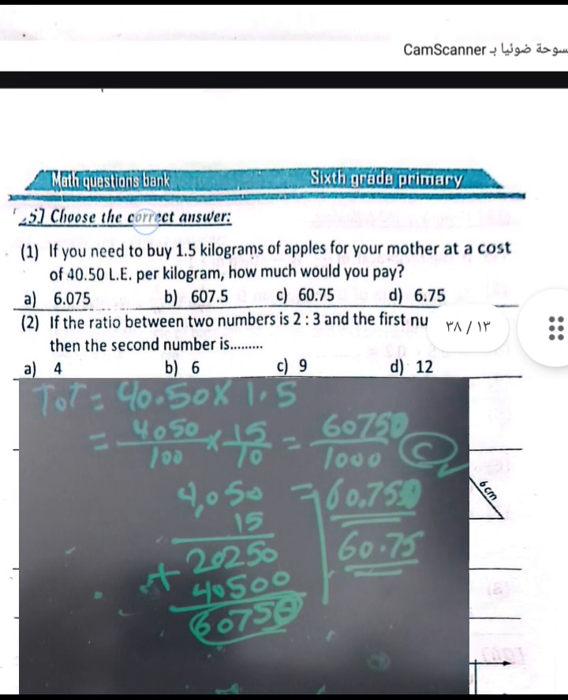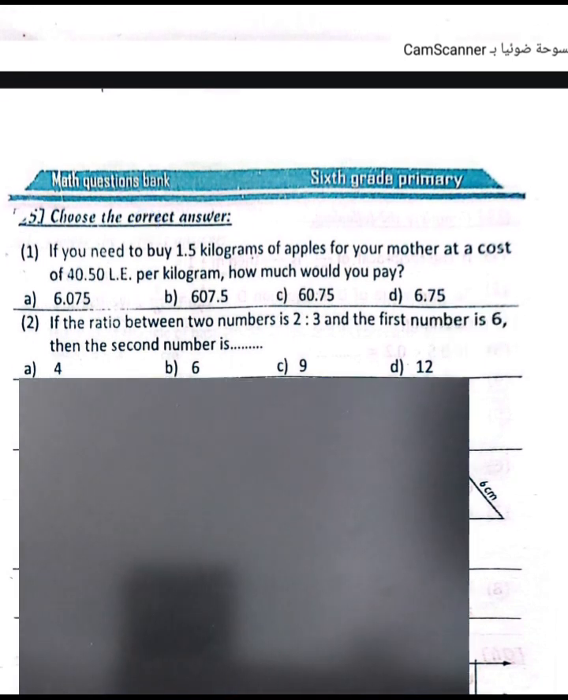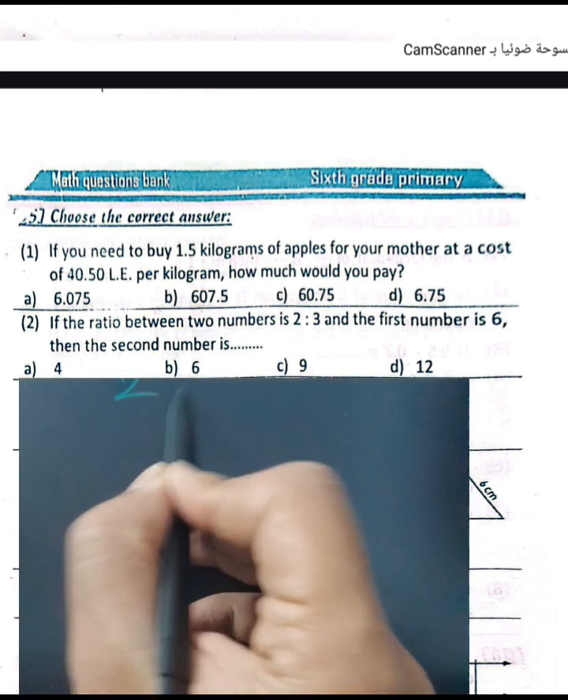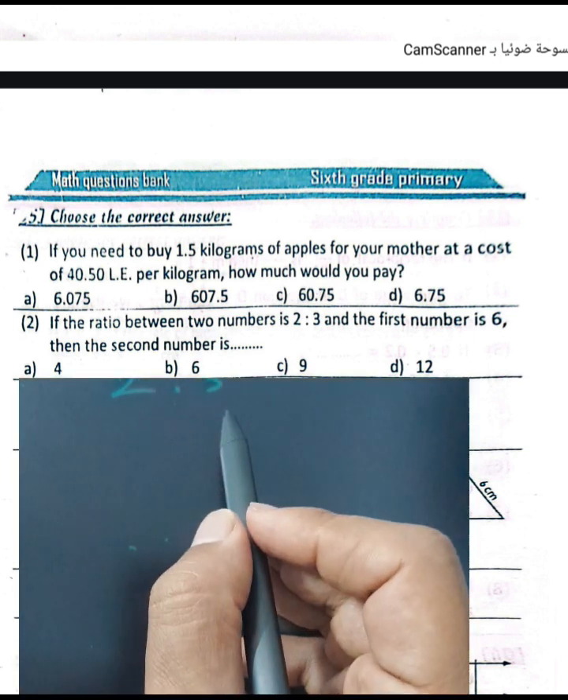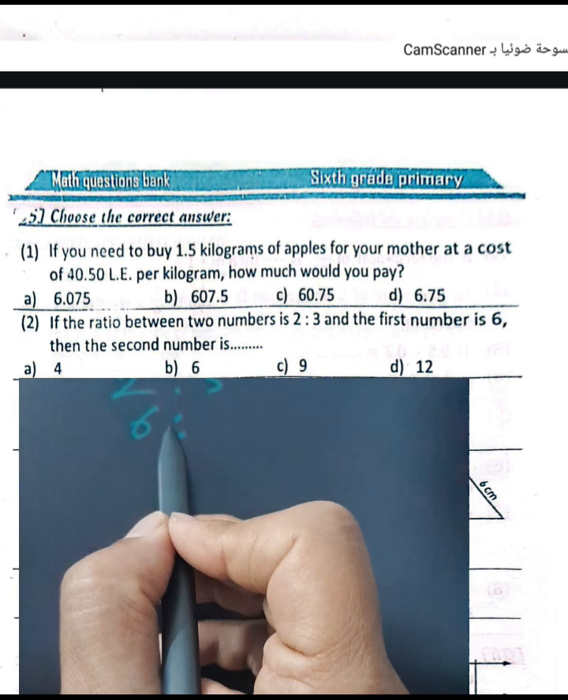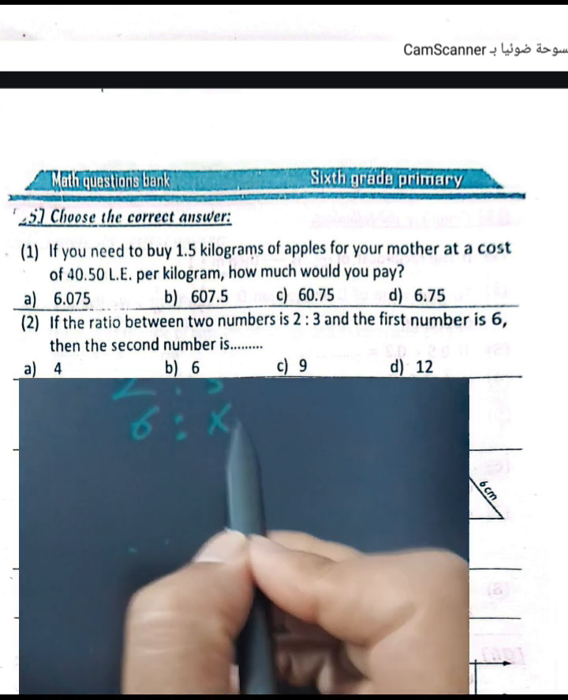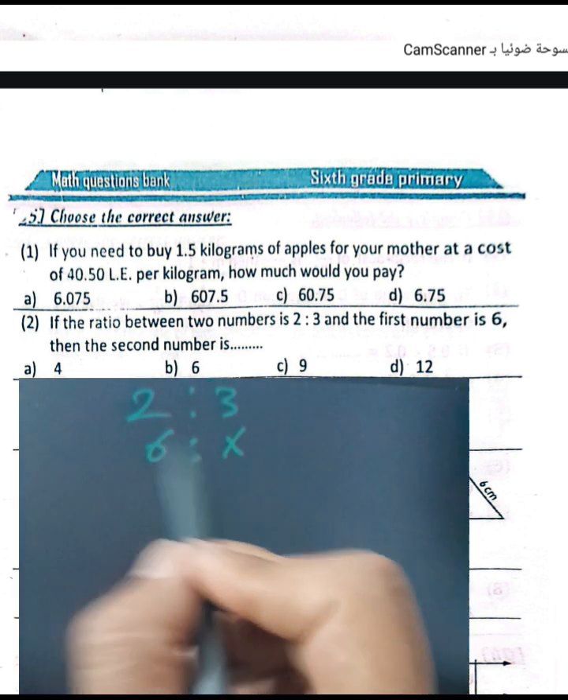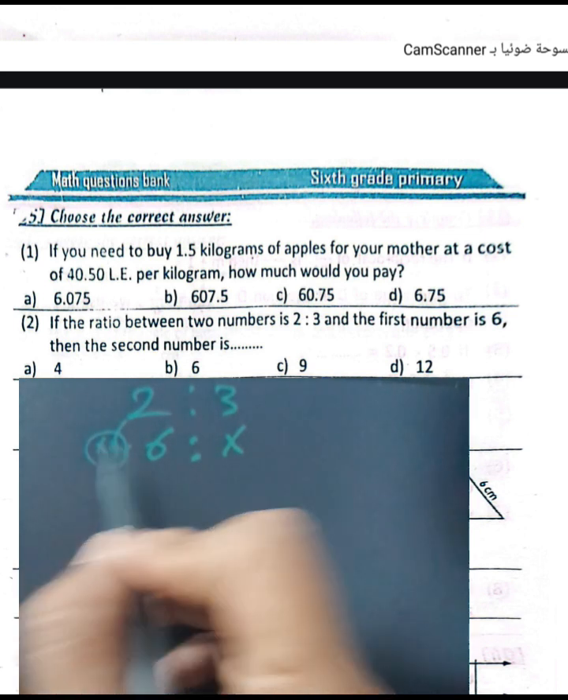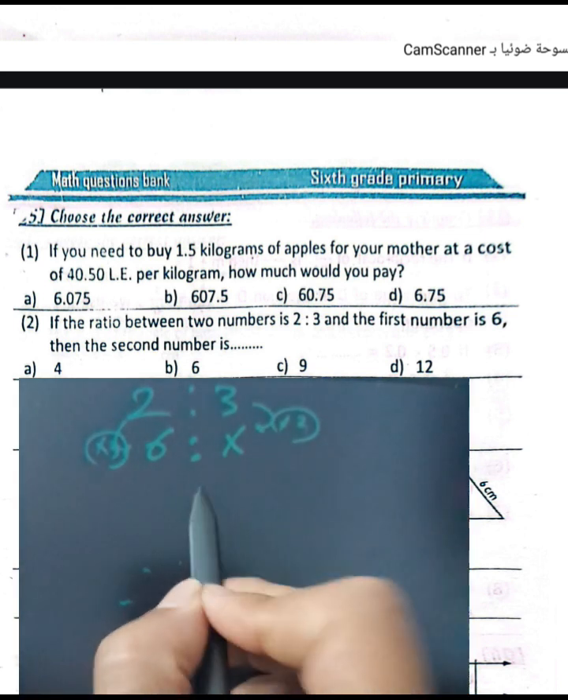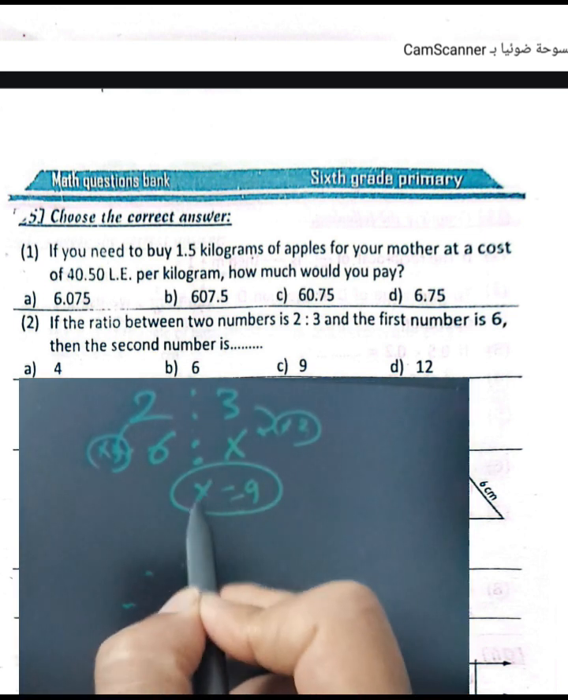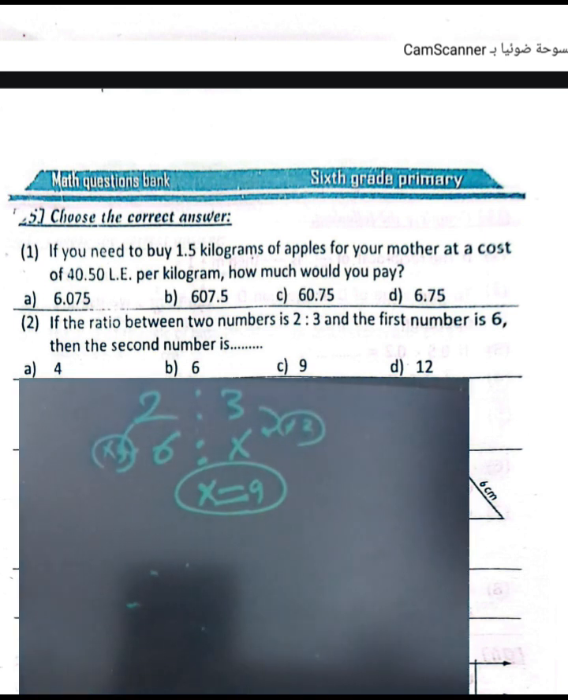Question number 2. If the ratio between two numbers is 2 to 3, and the first number is 6, then the second number will be what? Put x here for the second number. 2 times 3 equals 6, then 3 times 3 will be 9. Then the value of x will be 9.